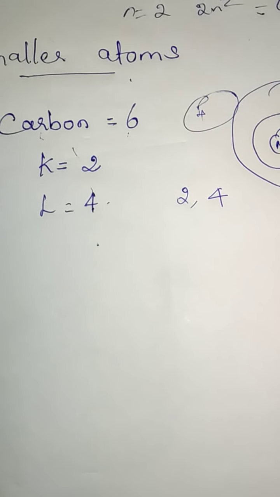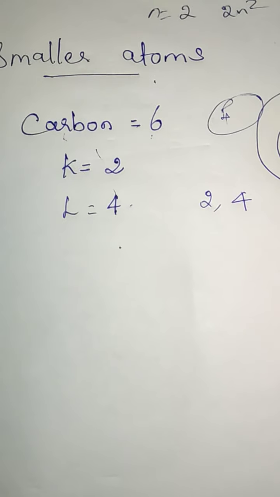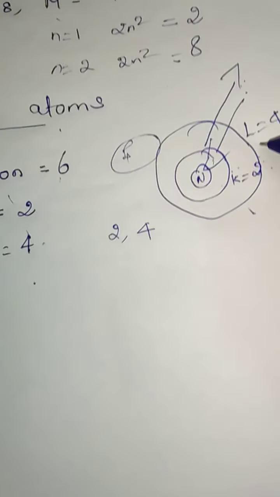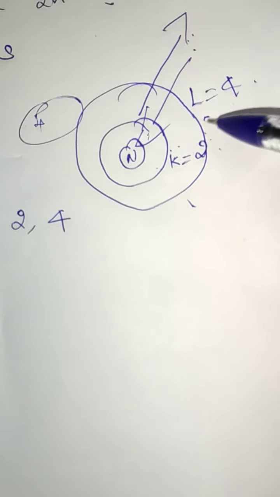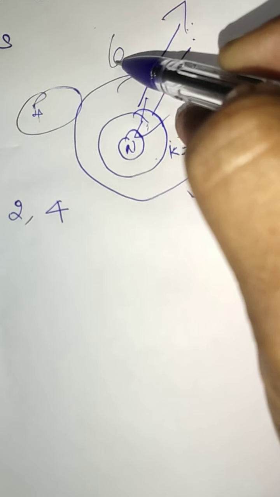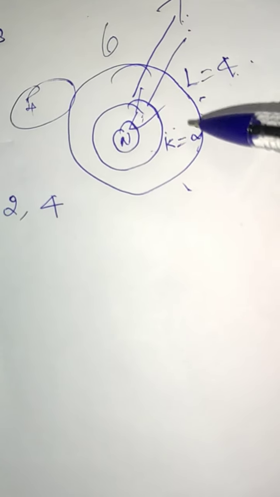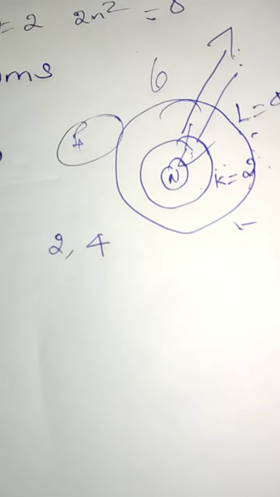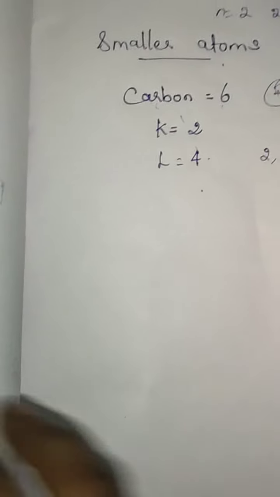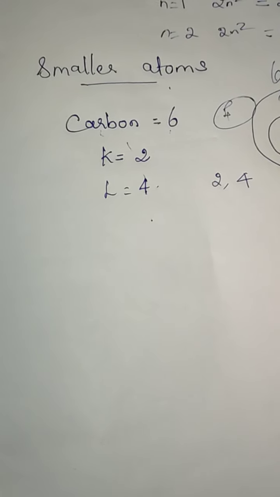Okay, the outermost shell. Here L is the outermost shell, because it is the last one with electrons. The configuration is 2, 4, so L is the outer orbit. Okay, have you understood, students?